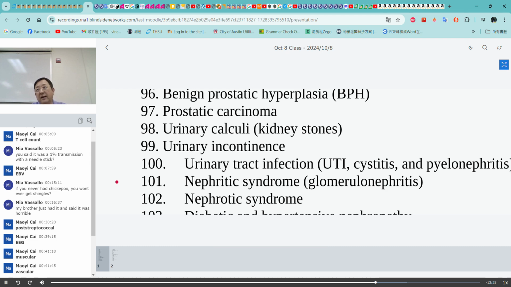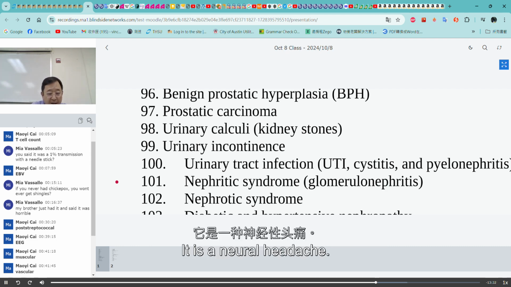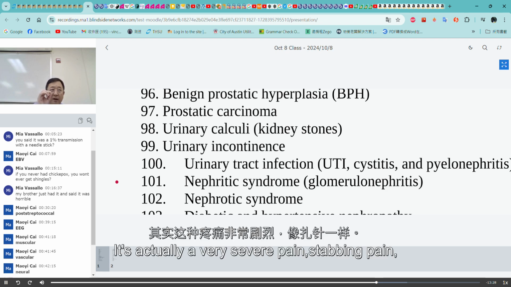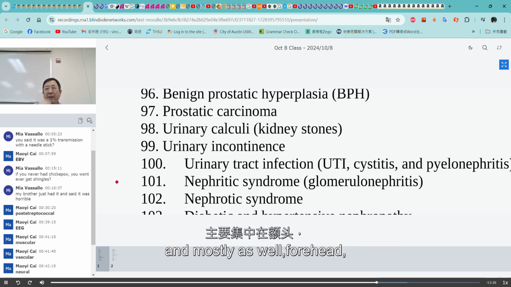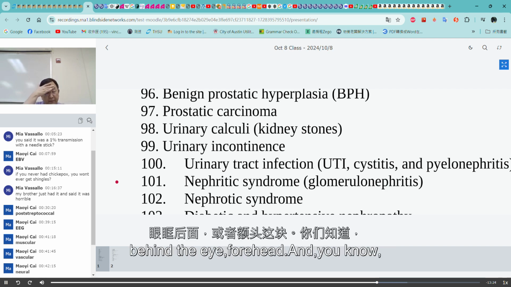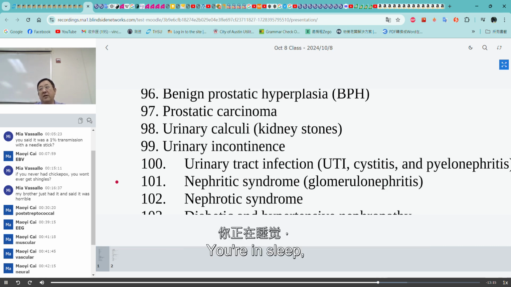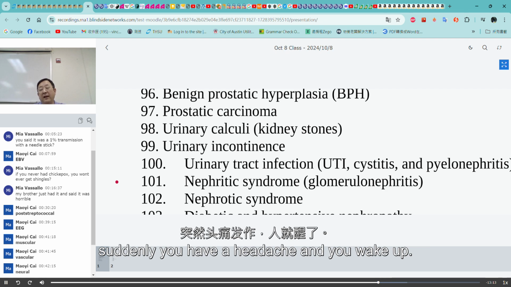Then cluster headache. Well, cluster headache, sometimes we call it a neural headache. It's actually a very severe, stabbing pain, mostly in the forehead, behind the eye. And you know how bad it is? This headache sometimes can wake you up from sleep. You're in sleep, suddenly you have a headache and you wake up.